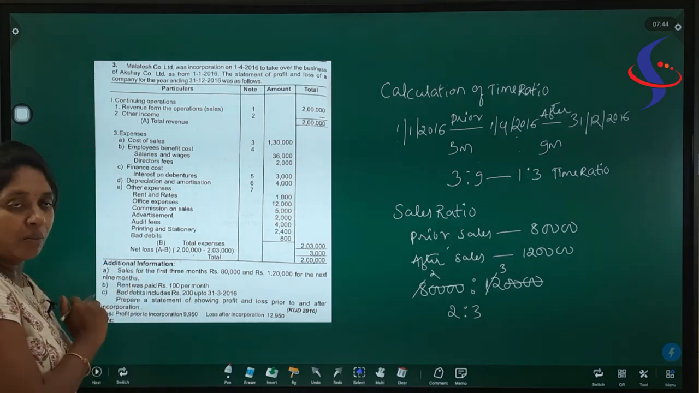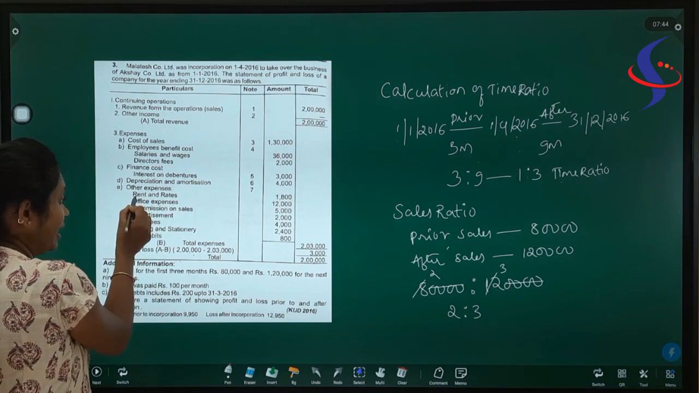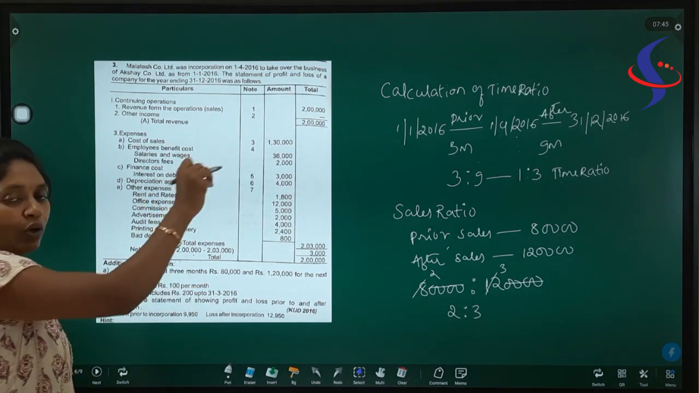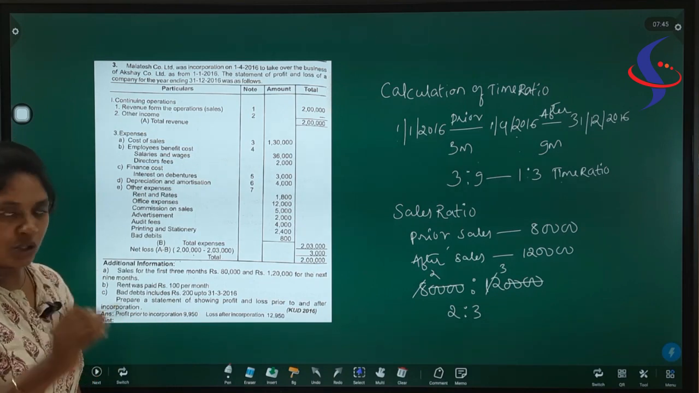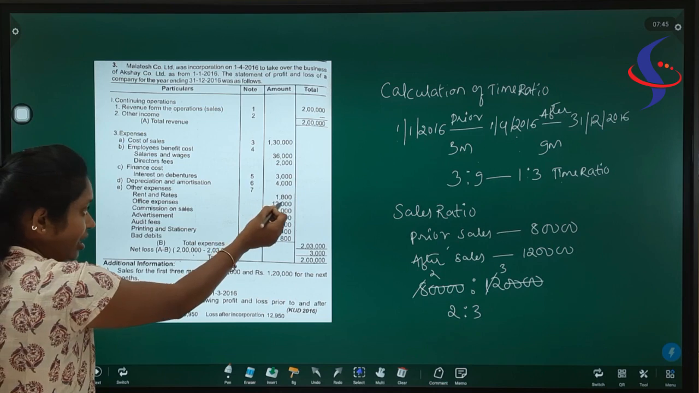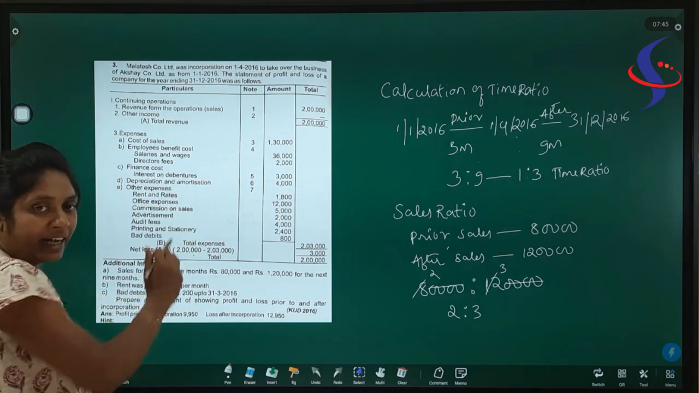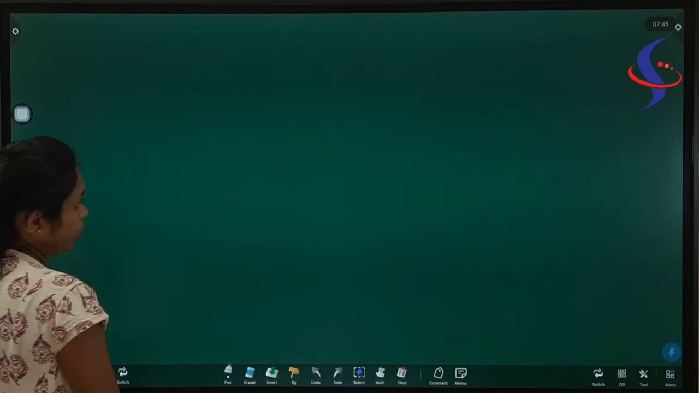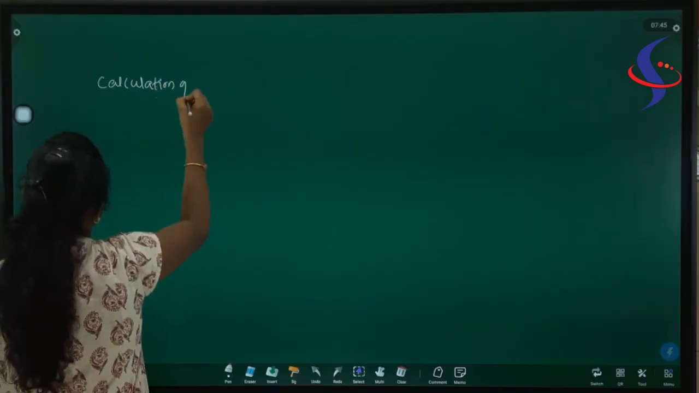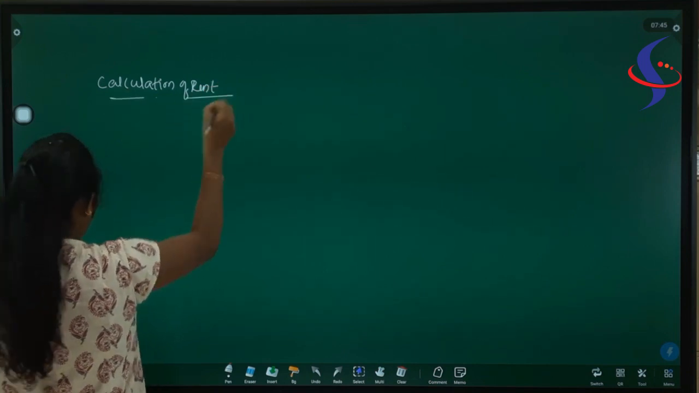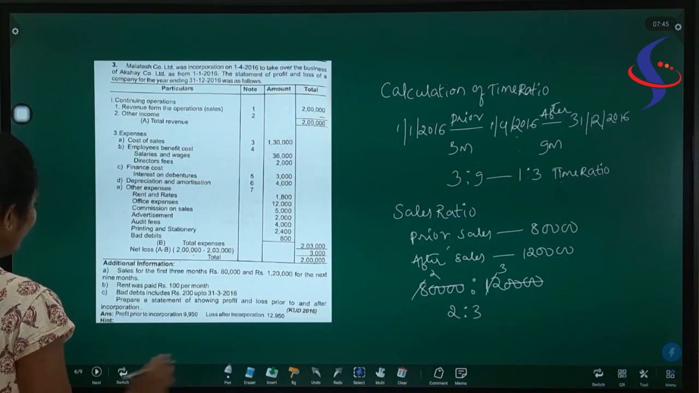Then when they give some information, there are two things here. You can see rent as well as rates. Rent information they have given, and rates we need to divide using time ratio. But what is the total? 1800. That 1800 includes rent as well as rates and that we should bifurcate. So we'll do it in the working note. Calculation of rent.